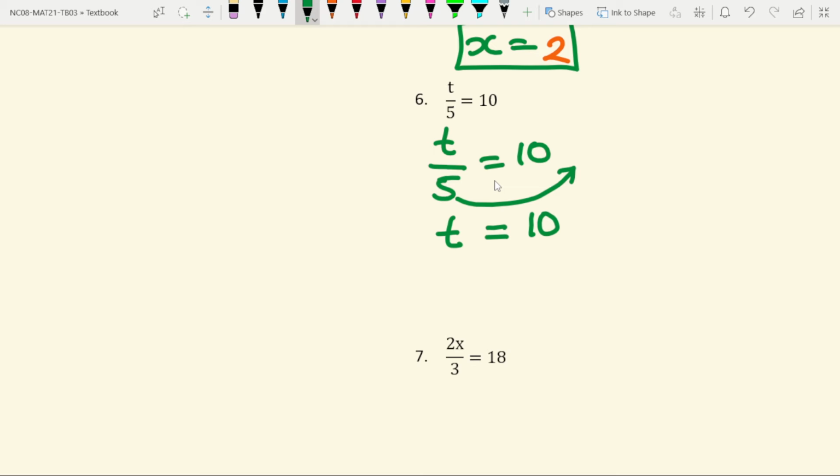And while shifting, the relationship between 5 and t is division. 5 is getting divided with t. So divided by 5 will turn into multiplied by 5. So the final answer will be t is equal to 10 into 5, which is nothing but 50. So t is equal to 50 is our final answer to this question.